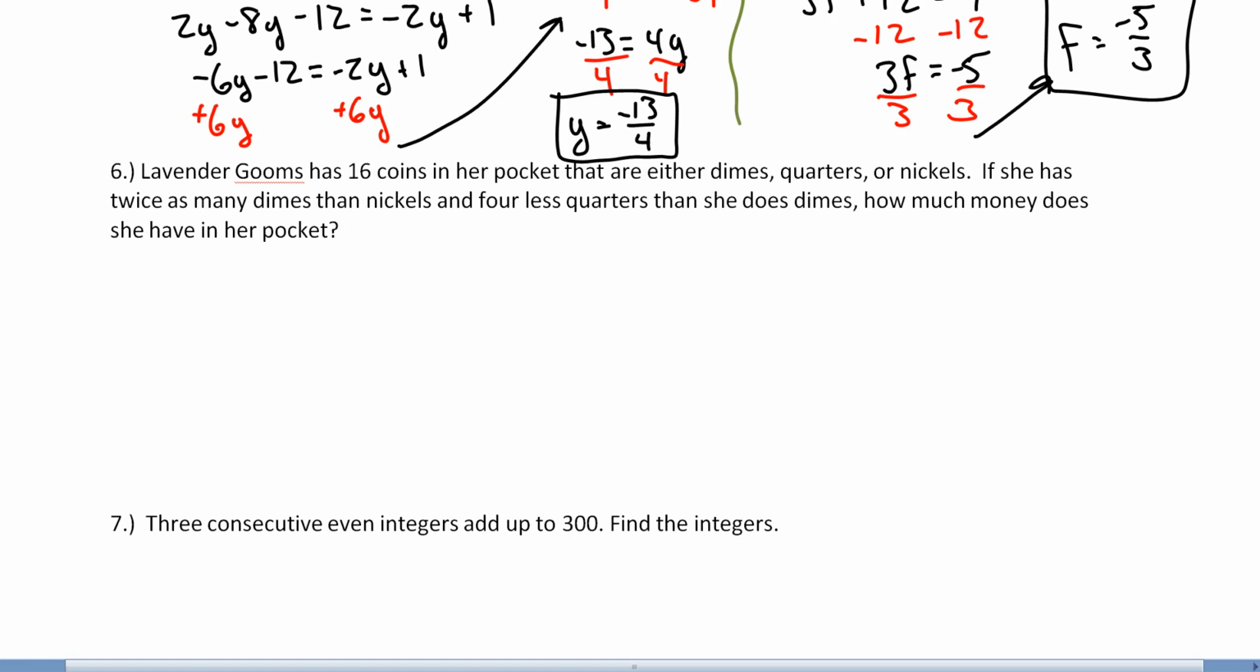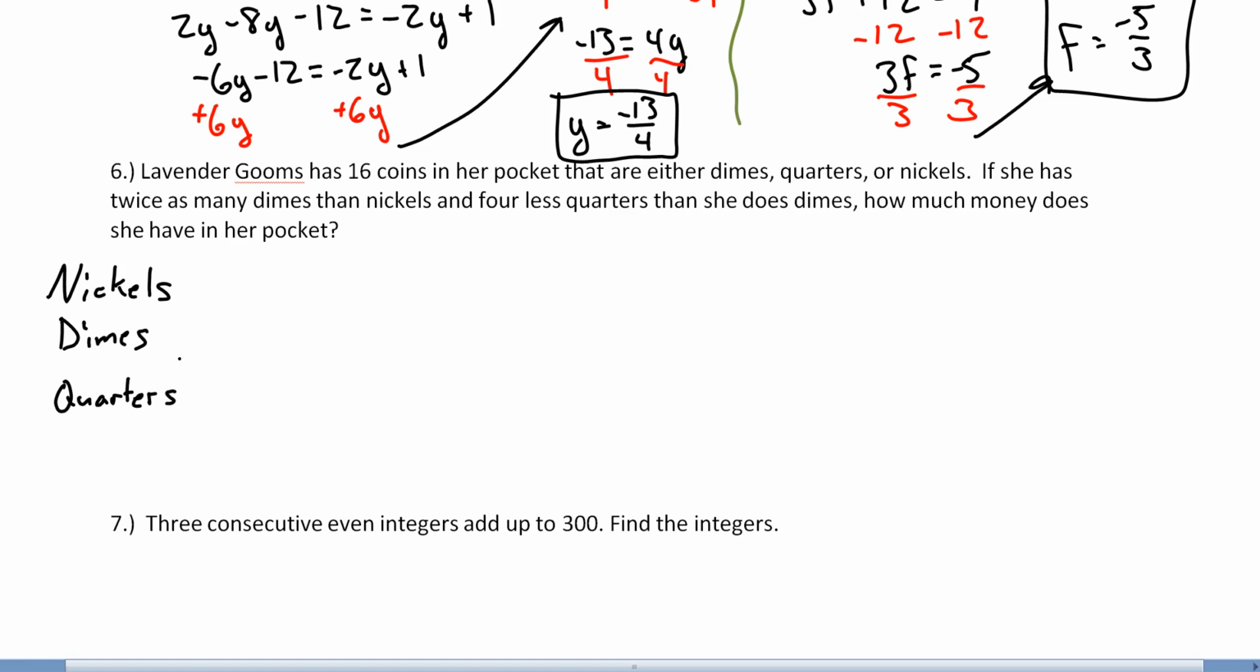This one, it says I have 16 coins. Lavender Gooms has 16 coins in her pocket that are either dimes, quarters, or nickels. If she has twice as many dimes than nickels and 4 less quarters than she does dimes, how much money does she have in her pocket? And so there's a lot of components to this. I'm going to start off by thinking about the nickels, dimes, and quarters. So I've got nickels, I've got dimes, and I've got quarters.